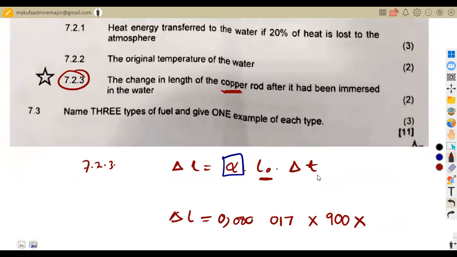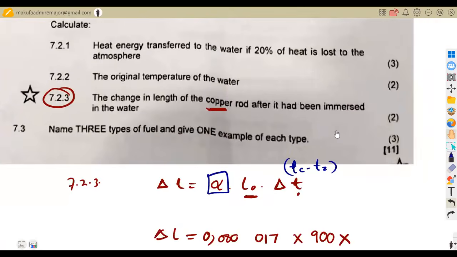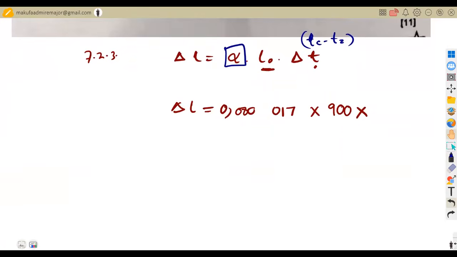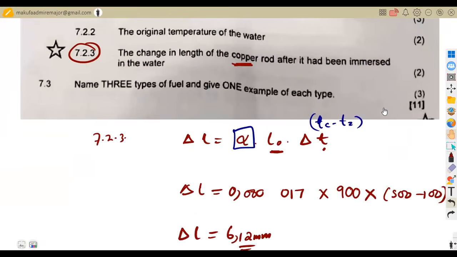Then the change in temperature, I talked about this. This one is the temperature for copper minus the temperature T2. In this case, we have the temperature for copper here, which was 500, T2, which was 100. So you simply have to subtract. That's 500 minus 100. All right, so that is going to give us the change in length, which was going to be 6.12 millimeters. So this question was simply taken from our expansion. All right, so that was it.